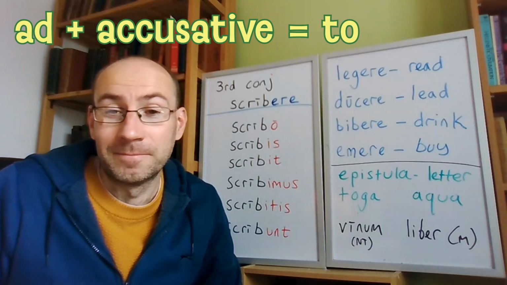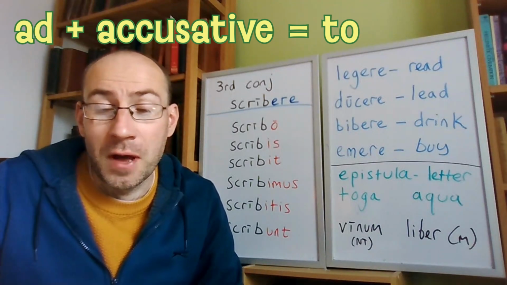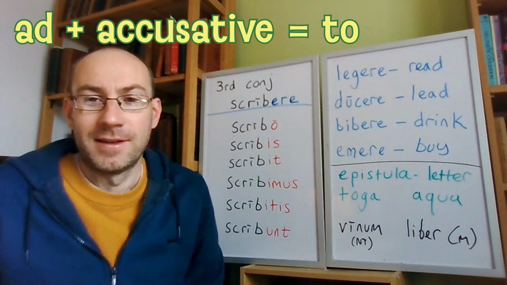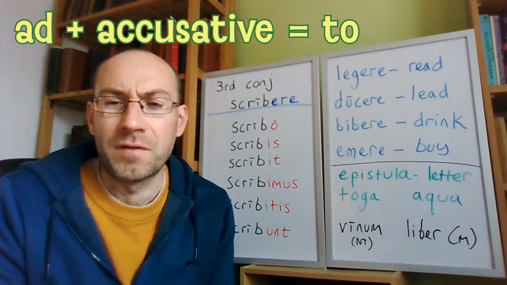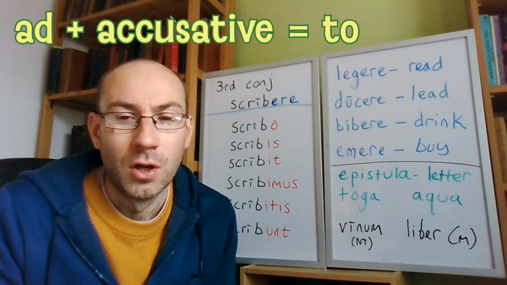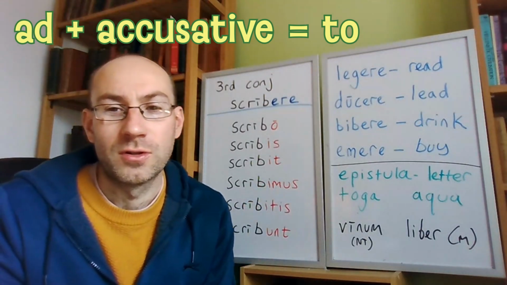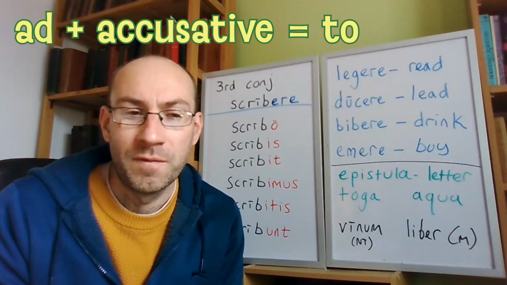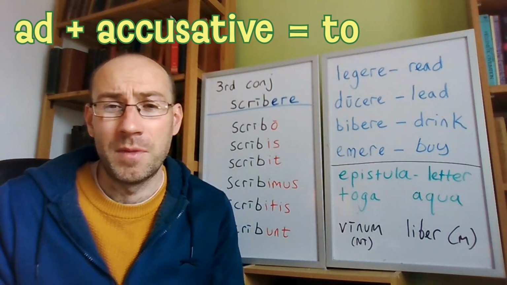We lead, or we are leading, the friends to the tavern. Why not? We are leading our friends to the tavern. Ducimus. We don't really need the pronoun. The word for we would be nos, N-O-S. Nos ducimus, if you like, but it's clear from the verb.